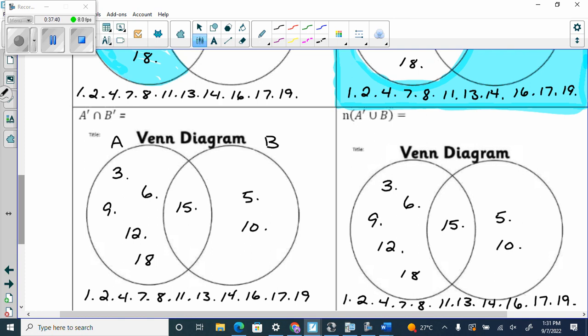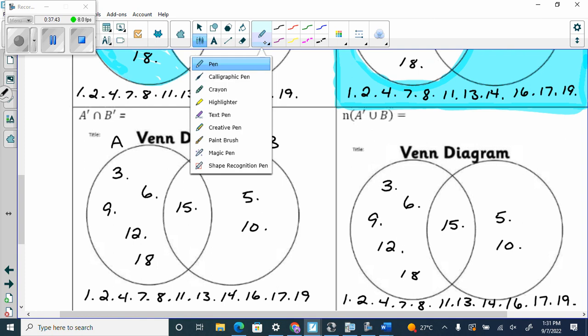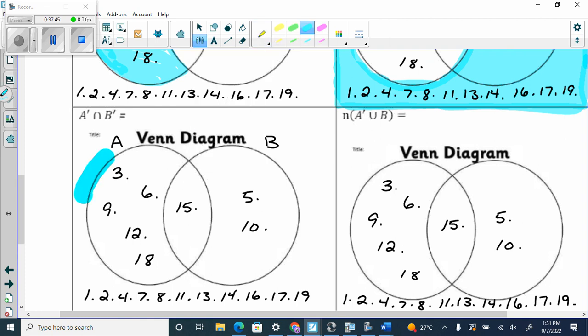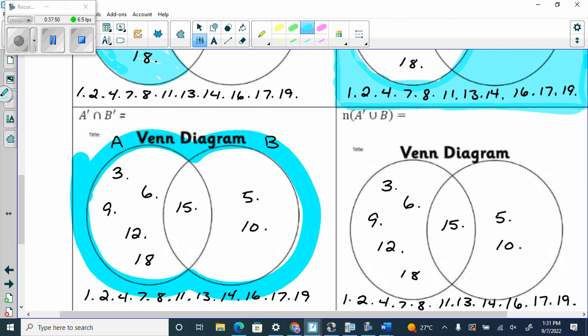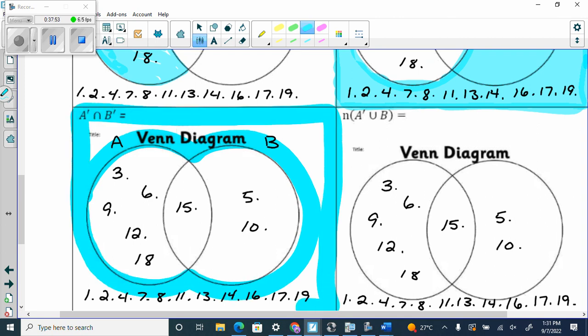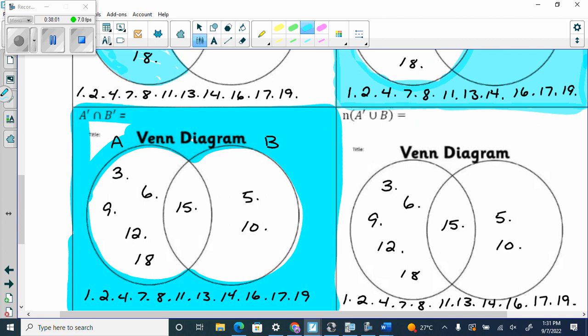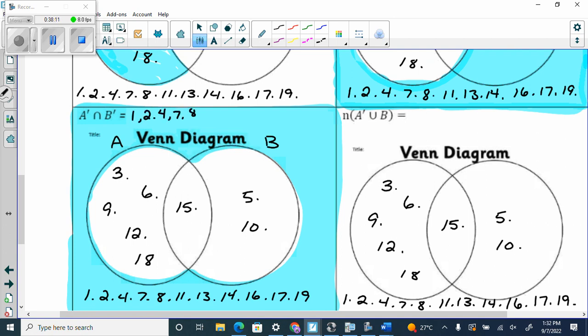So this one I want what's in not A and not B. So when you go to shade that, it only double shades on the outside, right? You're not going anywhere this week, so you might as well just write these down. 7, 8, 11, 13, 14, 16, 17, and 19.